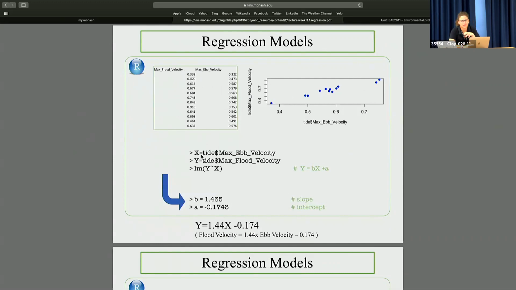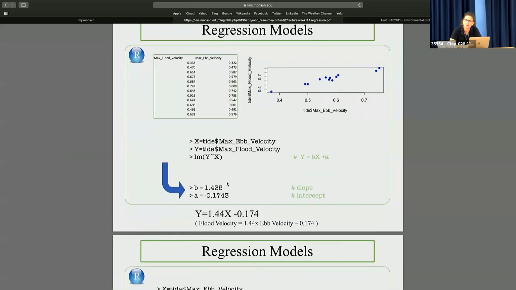Now remember, the equal sign is exactly the same as having that little arrow pointing left. I take tide as my data set, and I'm taking this variable, max ebb velocity, as x, and y I'm calling max flood velocity. And here is my linear model, a linear model of y as a function of x, so flood velocity as a function of ebb. And when I hit enter, this is what I get.